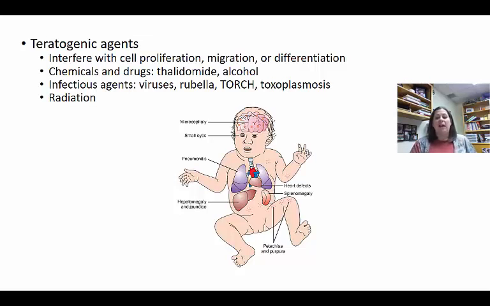Also with radiation like x-rays, that's important because it can cause damage to the fetus. This is why when women go in to get an x-ray, they're normally asked, are you pregnant? All right, and it's not for your protection, it's for the protection of the baby.